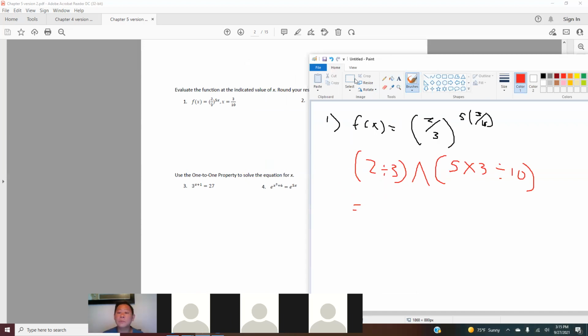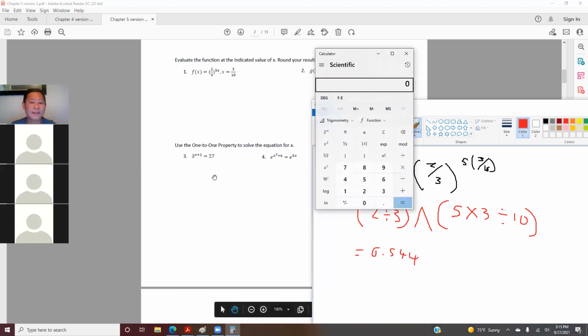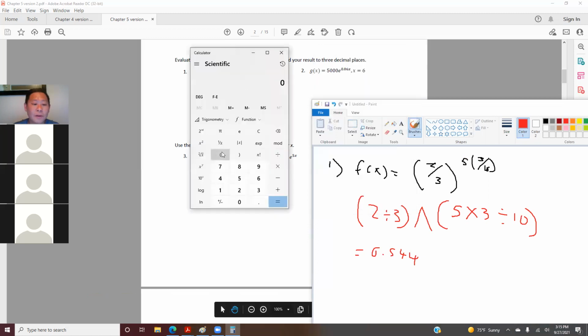And this one is how many decimal places? I think it needs 3 decimal places. 0.544. Class, make sure you know how to do this because this is basic stuff. My calculator is a bit different from your calculator. My exponent is this x^y. 5 times 3 divided by 10, parentheses. 0.544. You guys all right here?